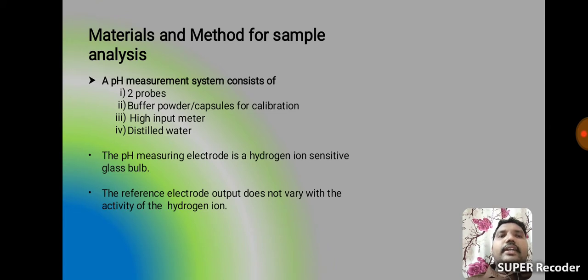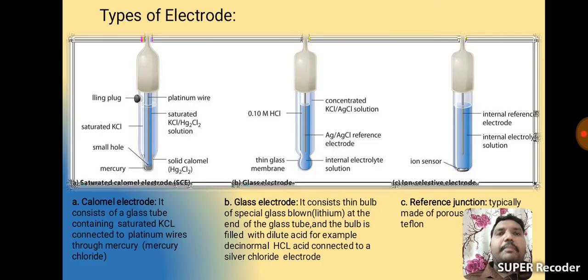Materials and method for sample analysis. A pH measurement system consisting of two probes, buffer powder capsules for calibration, high input meter, distilled water. The pH measuring electrode is a hydrogen ion sensitive glass bulb, that is the glass electrode. The reference electrode output does not vary with the activity of the hydrogen ion. These are the material requirements for the sample analysis of pH meter.